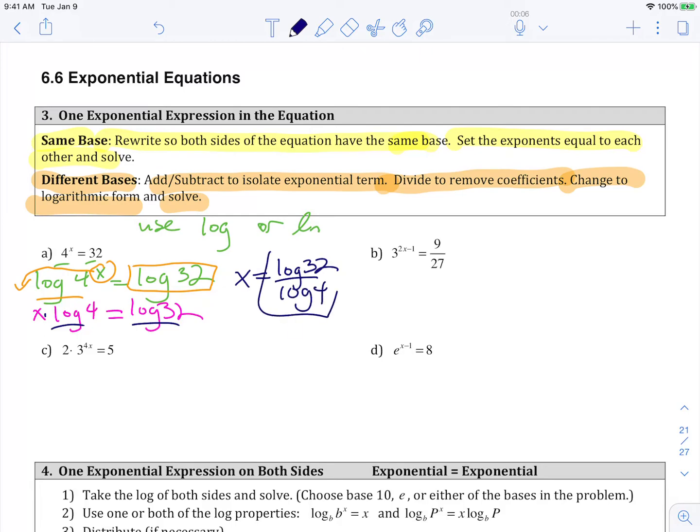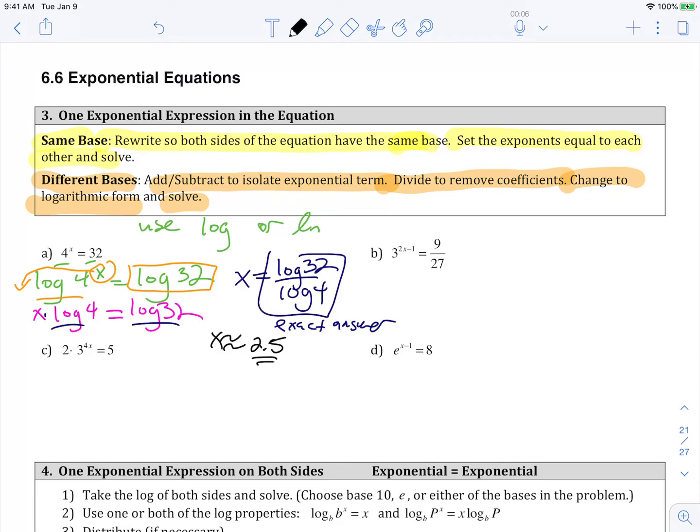Now this is the exact answer. But if you want a decimal approximation, which sometimes you're going to want, it's about 2.5. And what's cool is that you can put this in your calculator, raise 4 to the 2.5 power, and you get about 32. I mean, it's going to be pretty close. It's not going to be perfect. So let's just check it out myself here. 4 to the 2.5 power. Oh, it's 32 exactly, actually.